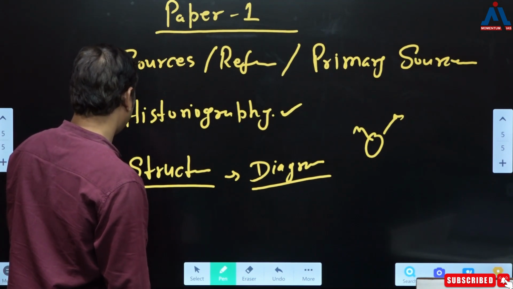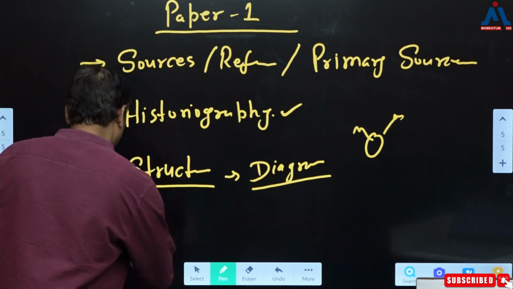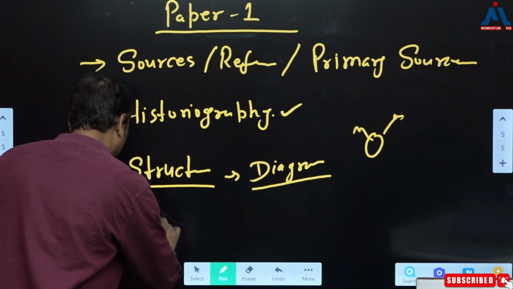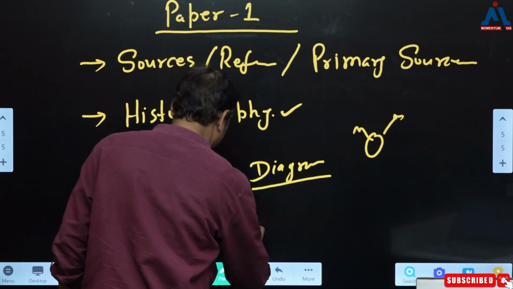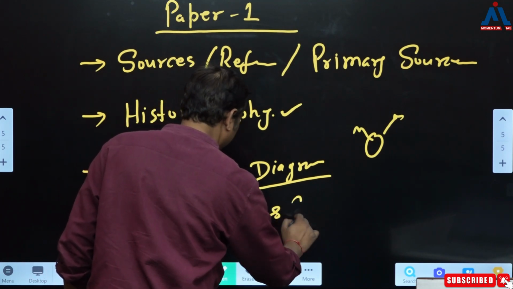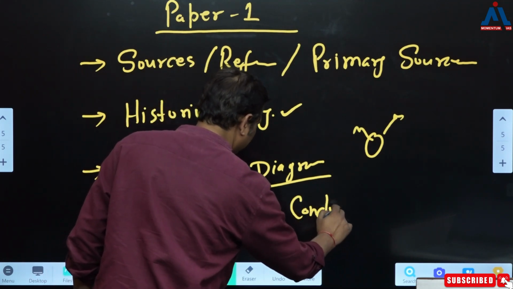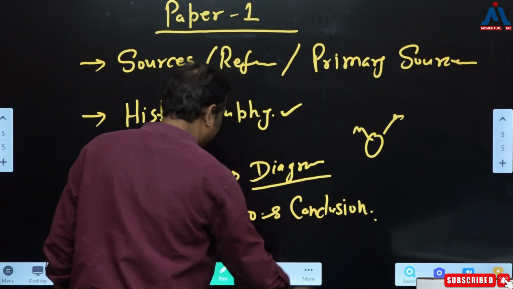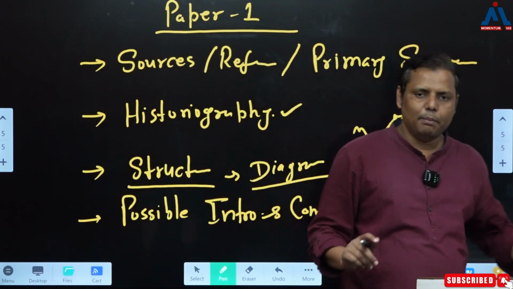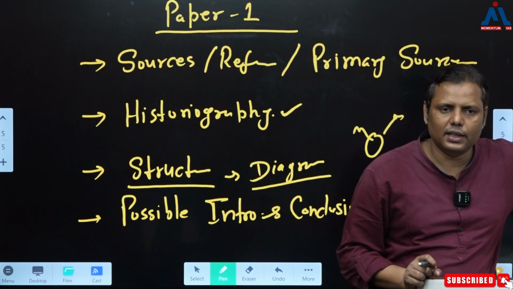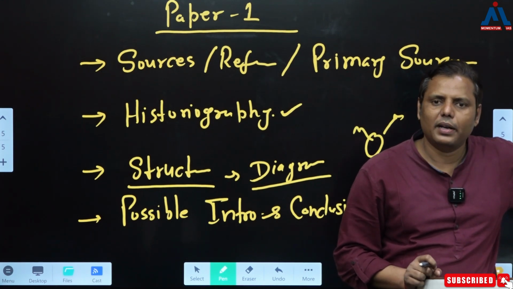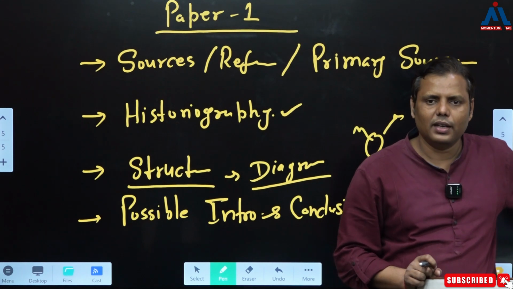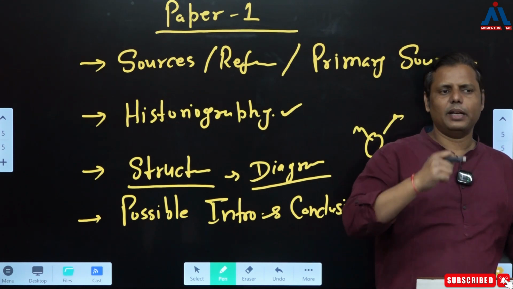Yeah, sources is there, historiography is there, structure is there. Then we can talk about possible introduction and conclusion as well. I believe that when you are writing an answer, this is something which consumes most of your time. Why? Because when you are planning to write the introduction and you start thinking, there is a basic problem with that.